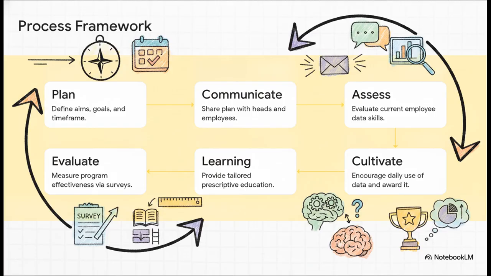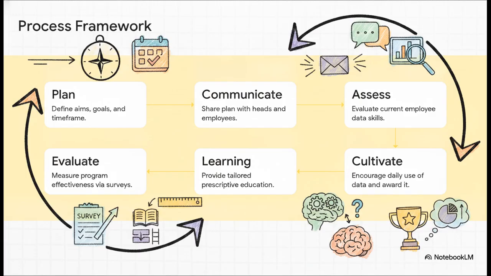First up, you plan. You have to clearly define the specific aims, goals, and the time frame for your training program. Next, you communicate this plan, usually through some clear emails to department heads and employees, just to make sure everyone is totally on board. Third, you assess. You run interactive Q&As or initial quizzes to figure out exactly where your employees' current data skills are at.